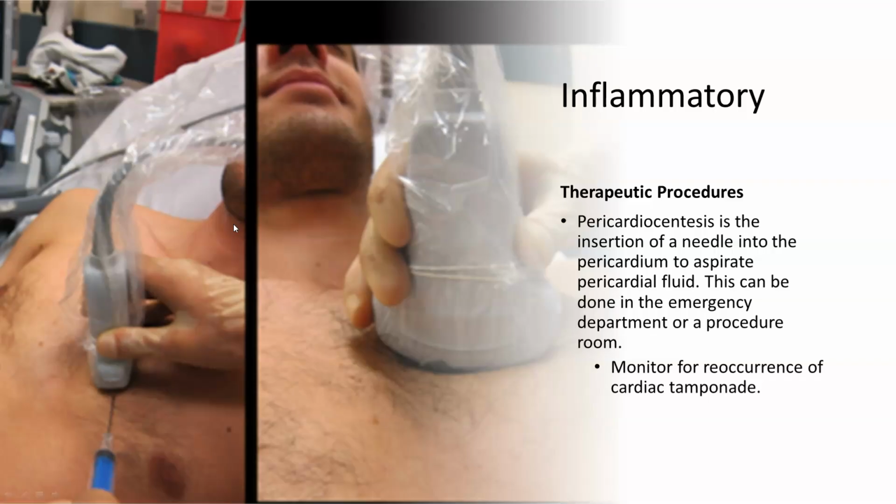We've talked about a pericardial centesis. It's the insertion of that needle into the pericardium to aspirate that kind of fluid. And again, if you've had cardiac tamponade once and we have not treated the underlying cause, you can have issues with the reoccurrence of cardiac tamponade.